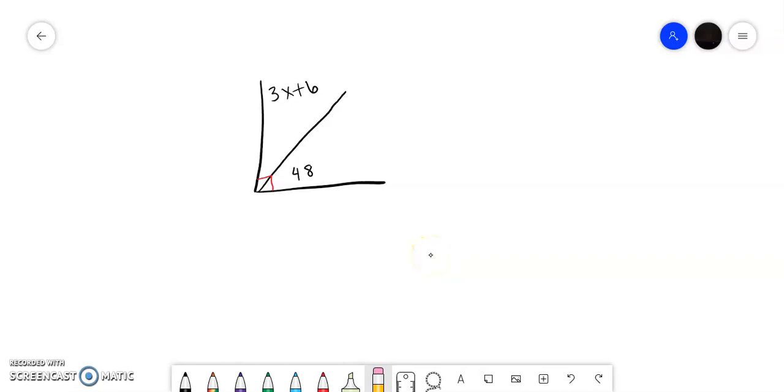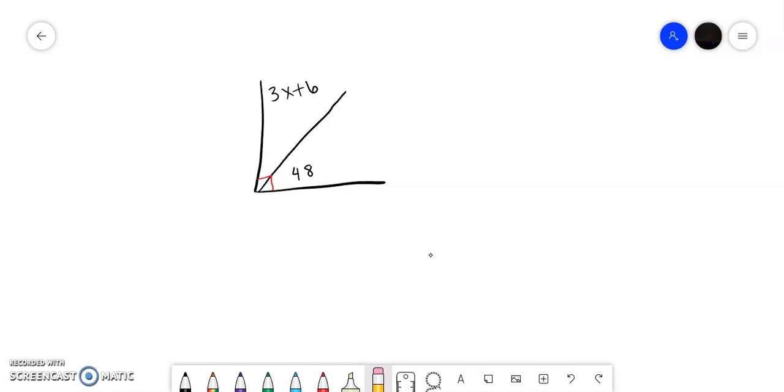Hey guys, I wanted to really briefly talk about how to solve equations when you have angles. For this first one, we're going to do two. For the first one, we see we have complementary angles. We know that because they form a right angle, based on this little red rectangle right here. We know it's a 90-degree angle.